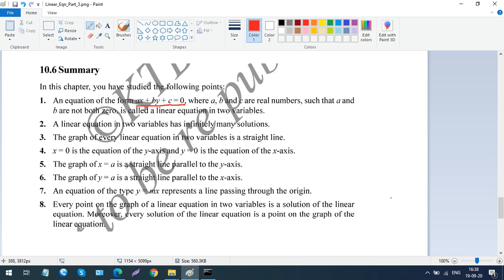So what are they actually telling over here? Any equation of this form, ax plus by plus c equals 0, where there is a condition: the x and y should have a power of 1, and a and b are not equal to 0. Only then it will be called a linear equation in two variables. If one of them is 0, then it turns out to be a linear equation in one variable, right?